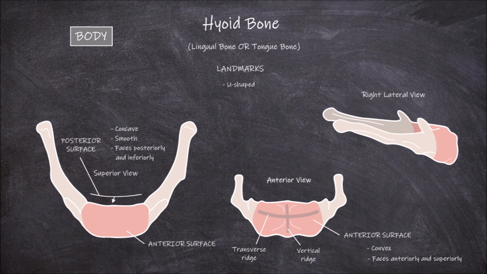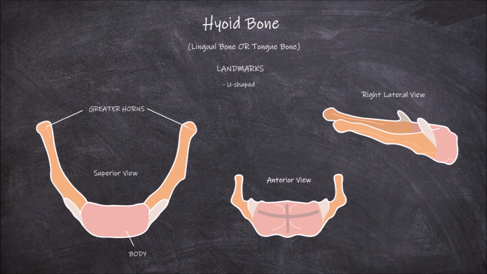The next parts of this bone are the 2 greater horns. The greater horns are also known as the greater cornua. They project posteriorly from each side of the body of this bone. They narrow along the length, terminating with the tubercle.